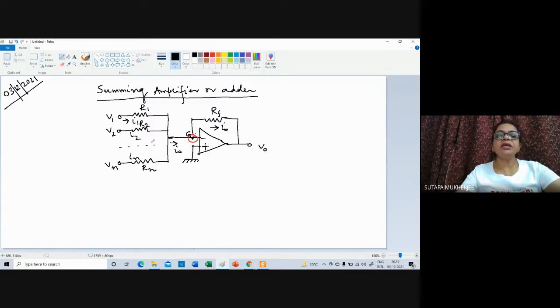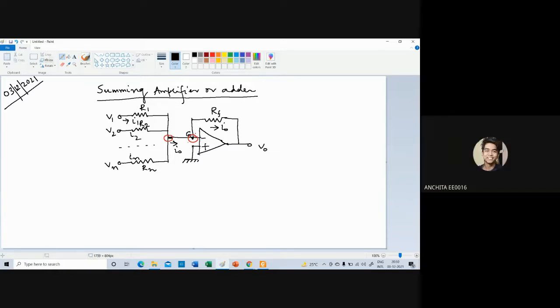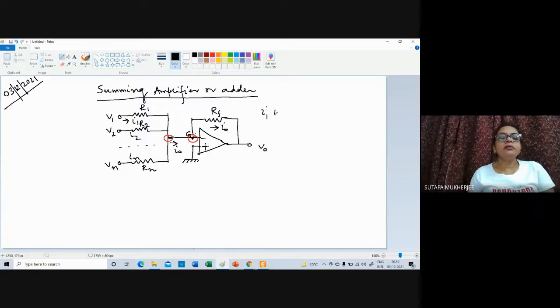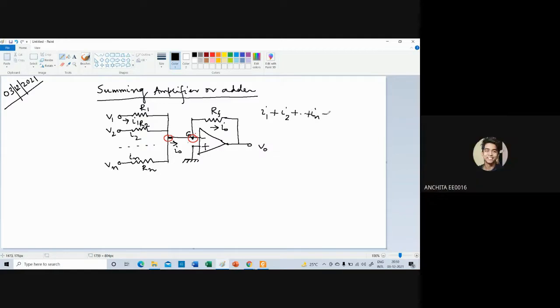If you consider this point, what can you write here? I1 plus I2 plus up to In is equal to I naught. Yes, what Vanchita has told is very correct. I1 plus I2 up to In is equal to I naught. Am I okay?